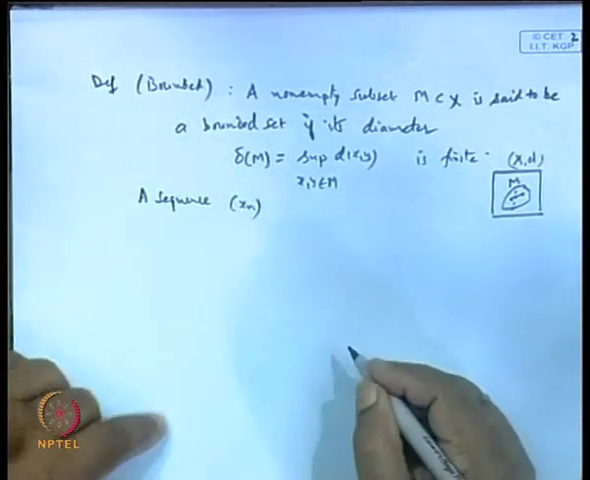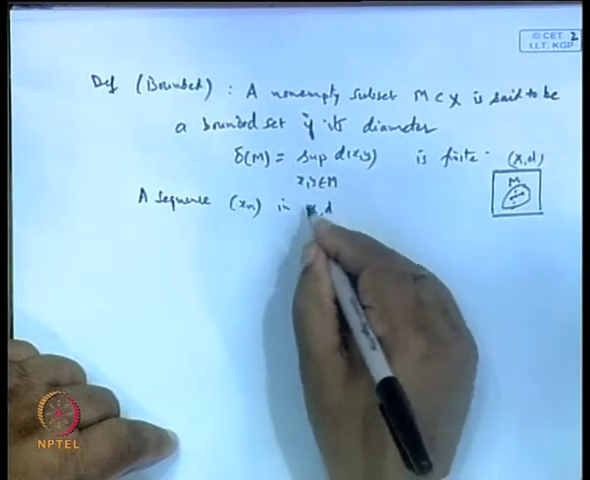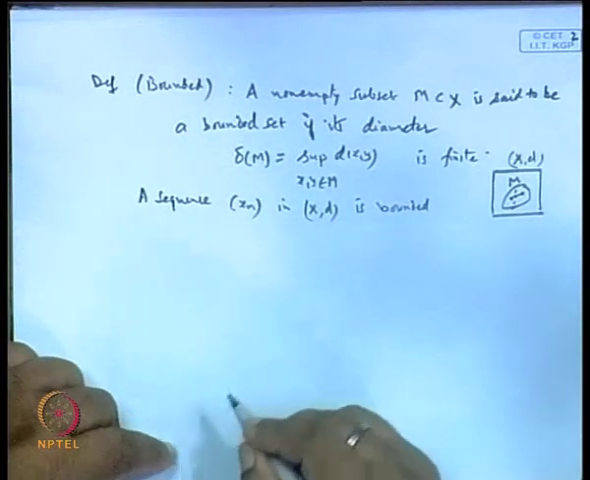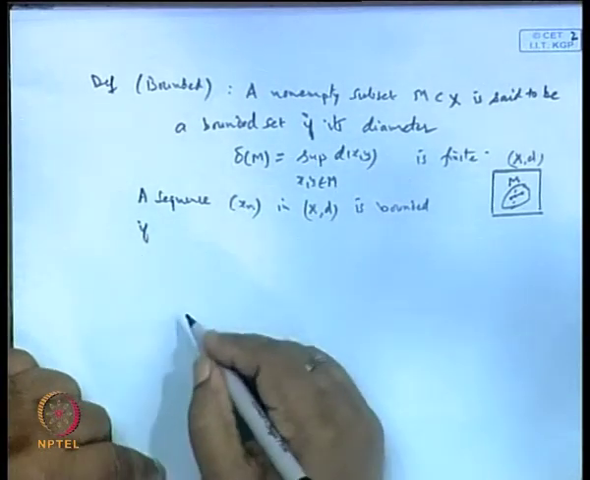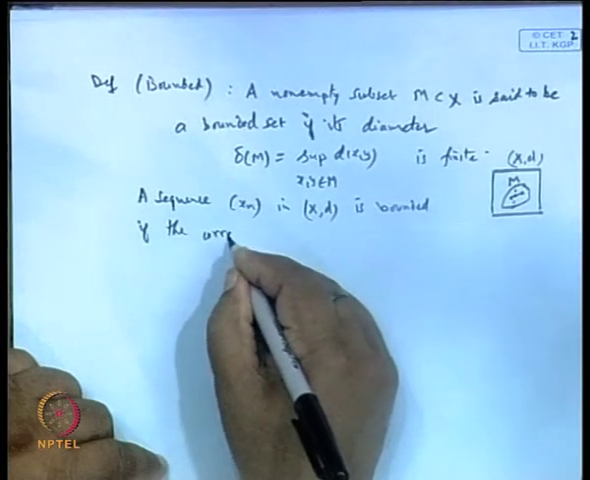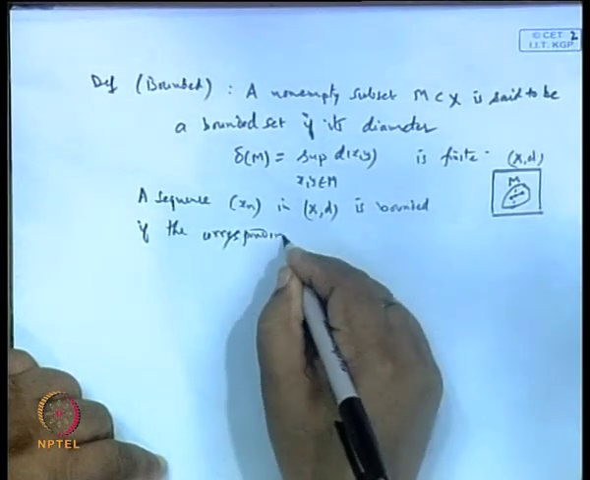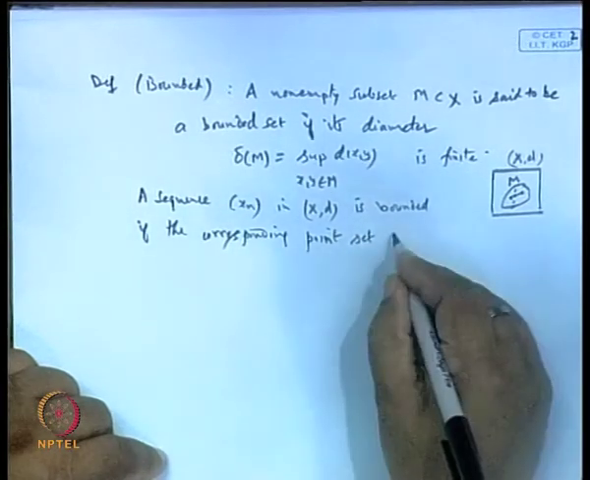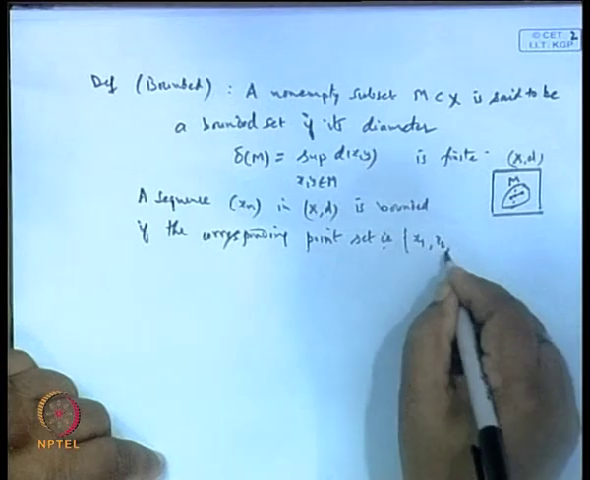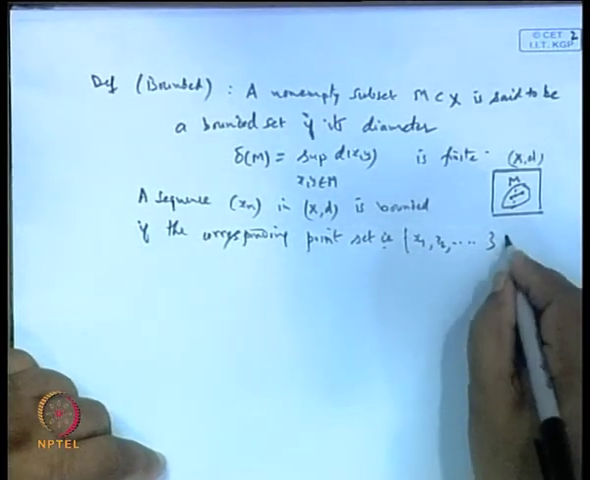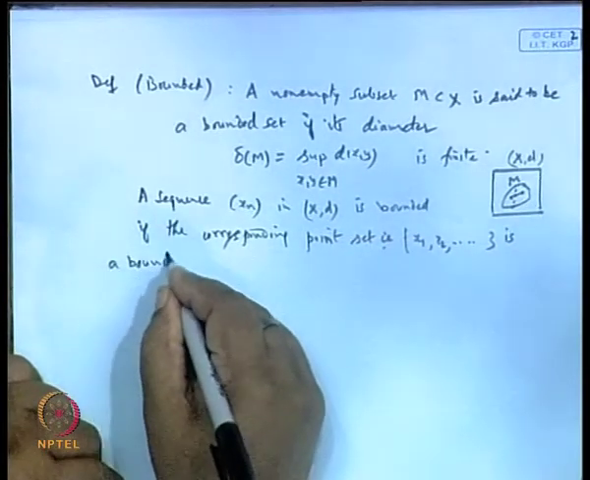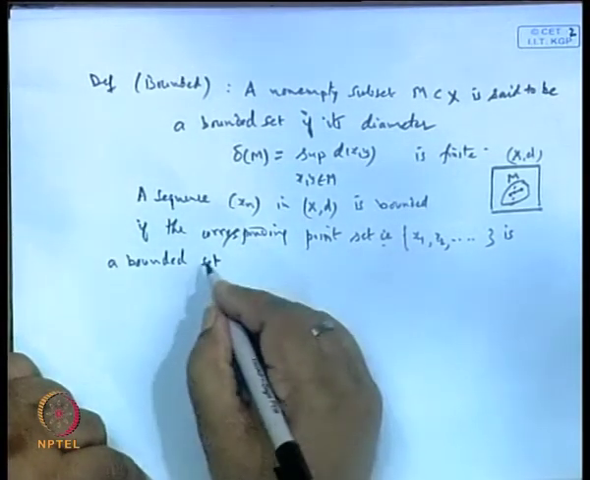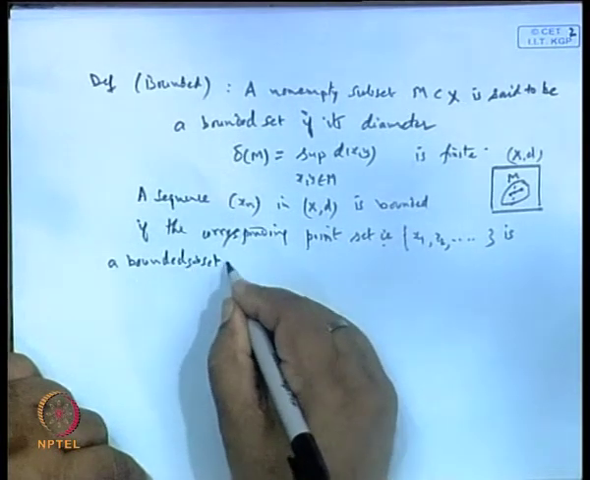And similarly, we say a sequence x_n in a metric space (X, d) is said to be bounded if the corresponding point set, that is {x_1, x_2, and so on}, is a bounded subset of X.